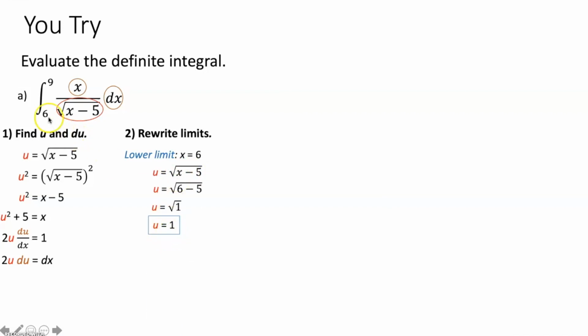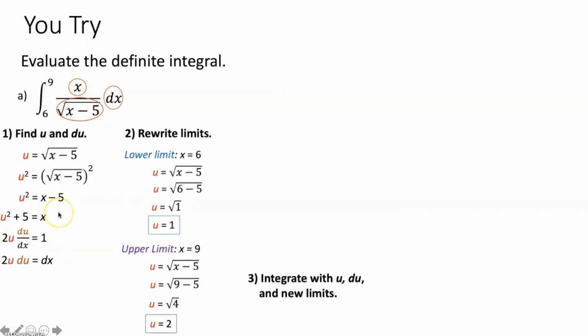of integration of 1. Now let's do the same thing for my upper limit of integration, which in this case is 9. I'm going to take that, plug it in for x in whatever I set u equal to, simplify, and I end up getting that my new upper limit of integration is going to be 2. Now that I've rewritten my limits of integration, I can rewrite this definite integral in terms of u and du, so we're going to do that.